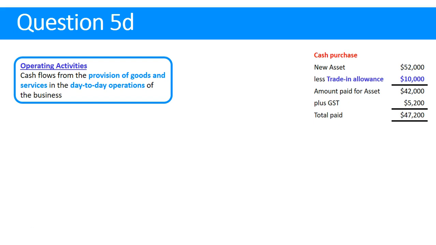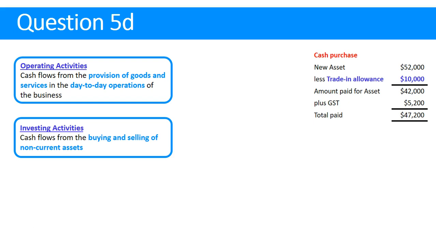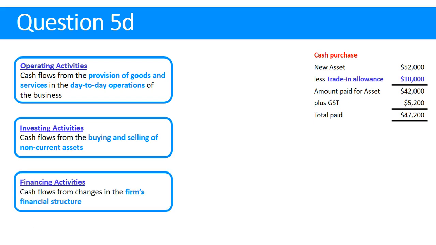Looking at our question, we're asked to put this in a table for the cash flow statement. To do that, we need to remember the difference between the sections of the cash flow statement. The first one is operating activities, cash flows from providing goods and services in the day-to-day operations of the business. Investing, cash flows from buying and selling non-current assets. And lastly, financing, cash flows from changes in the firm's financial structure. So what cash flows do we have here? We've basically got two. We've got paying $42,000 for the asset and $5,200 for GST. So we need to place those two cash flows in these sections of the cash flow statement.